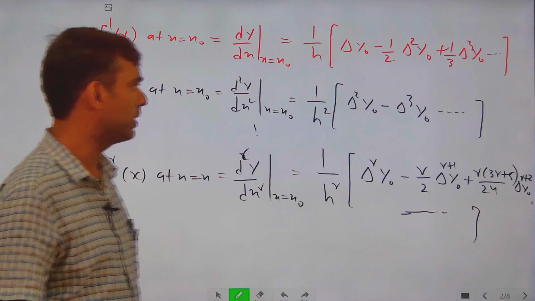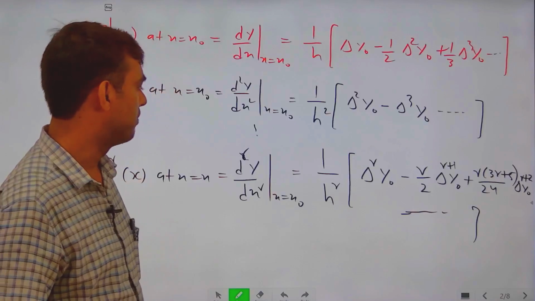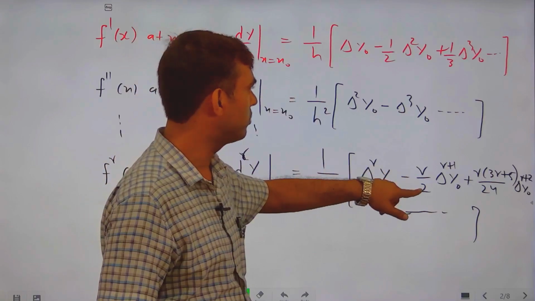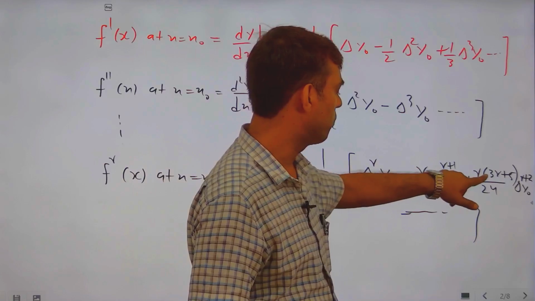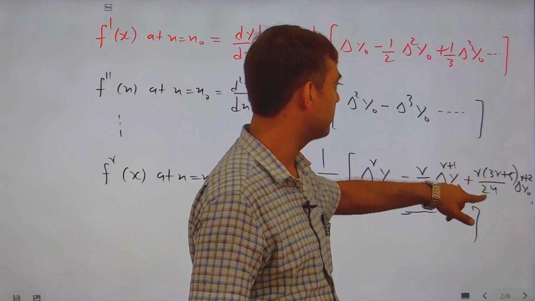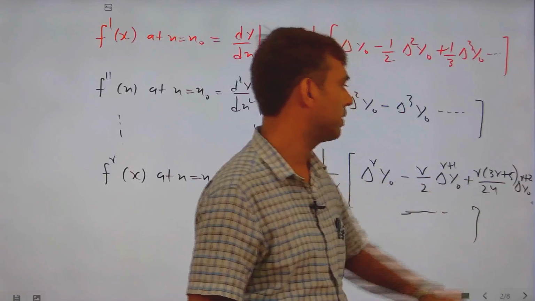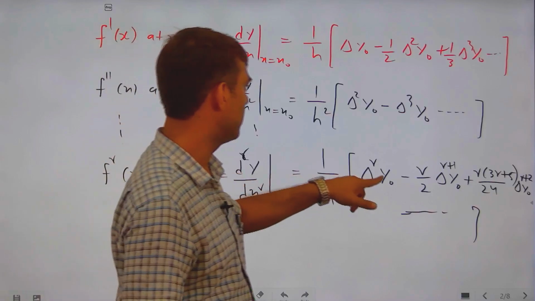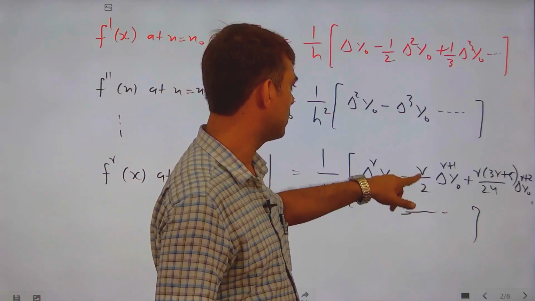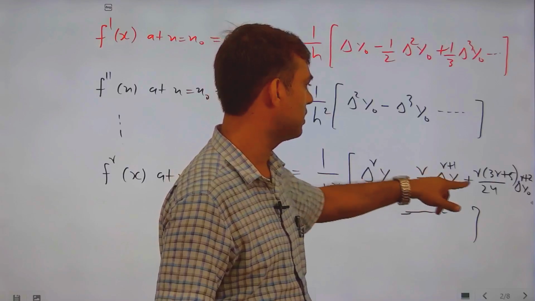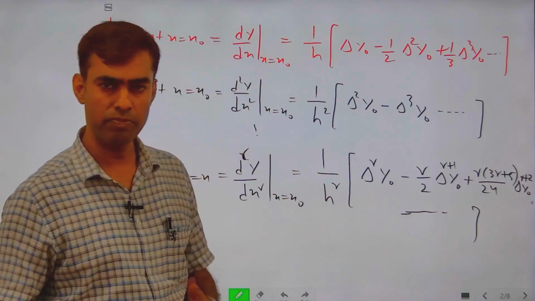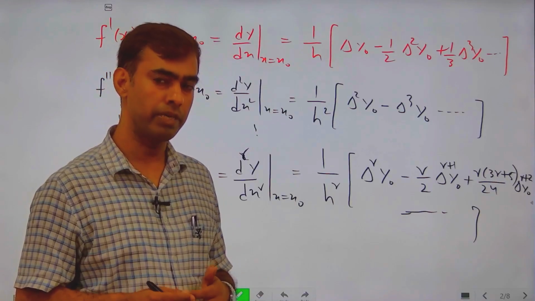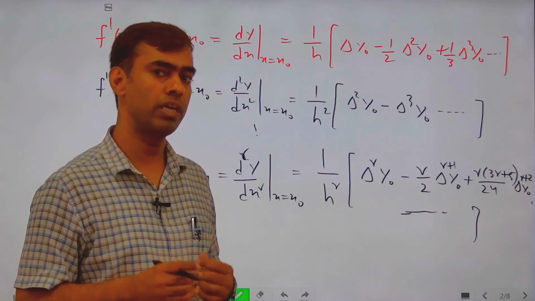If we put r equal to 1, then this becomes 1 upon h, del y0 minus 1/2 del 2 y0 plus 1/3 del 3 y0, and so on. If we put r equal to 2, then this becomes 1 upon h square, del 2 y0 minus del 3 y0, and so on. In this way, we are able to write the derivative of any order at x equal to x0.